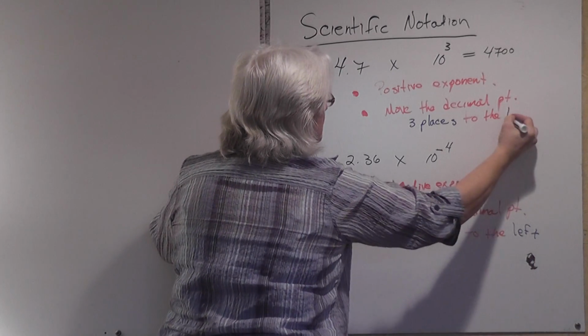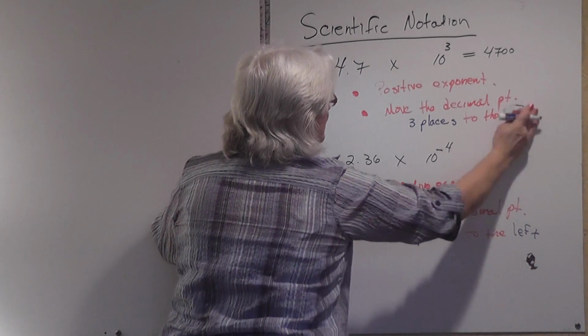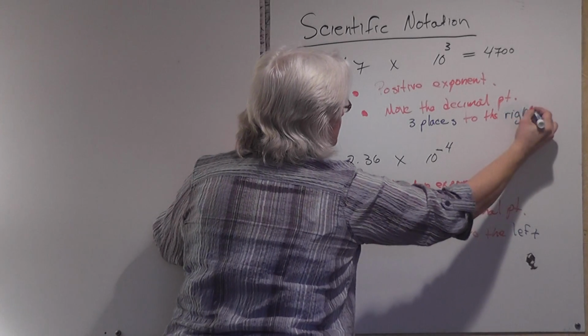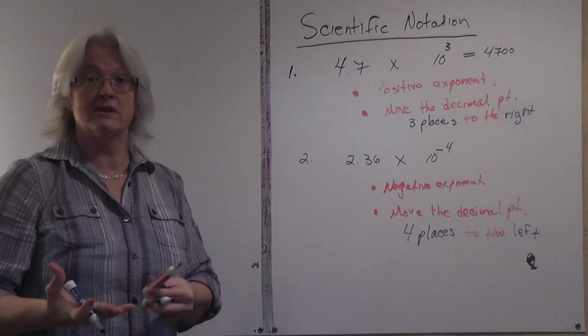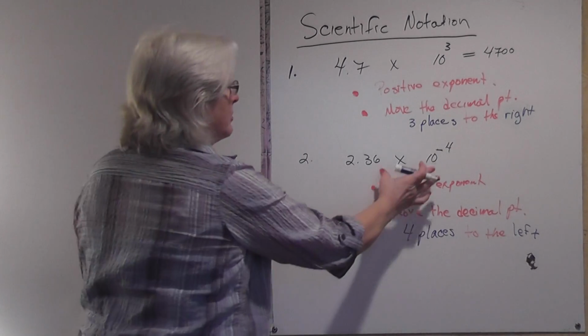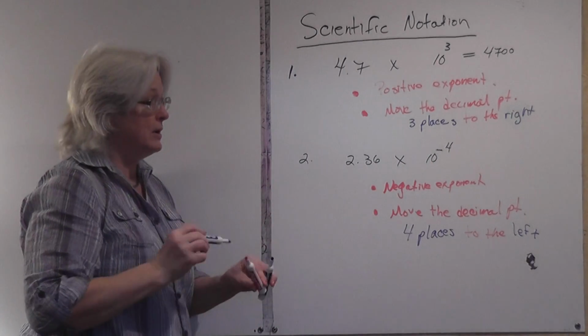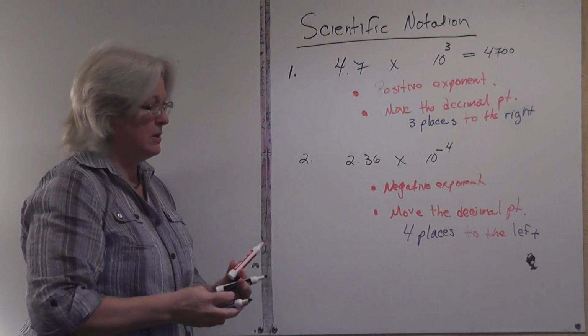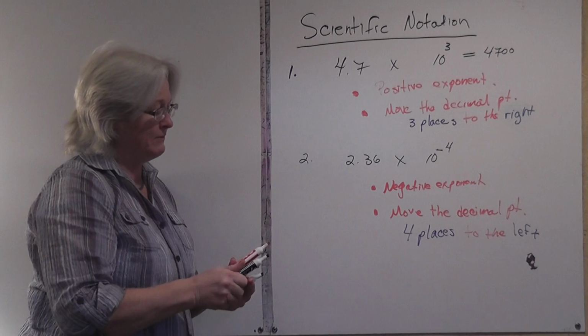Let me make this one blue also, except I don't want it to say left again. 4 places to the right. So, what is this telling us to do now? We're multiplying by a negative number. We're going to move units to the left.